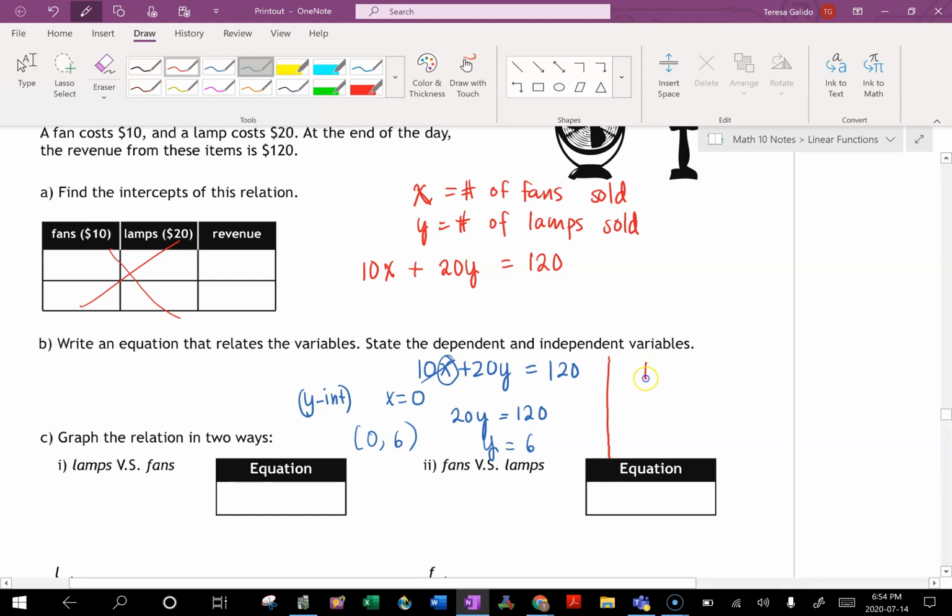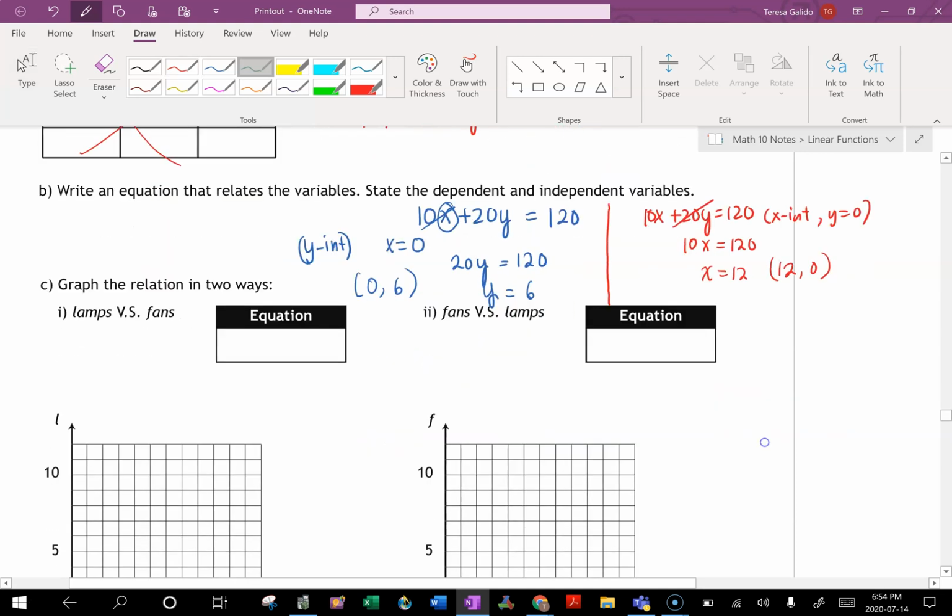What about the x-intercept? So 10x plus 20y equal to 120. The x-intercept happens when your y is 0. So in this case, this term is gone. 10x is equal to 120. Divide both sides by 10, x is equal to 12. So when your x is 12, y is actually equal to 0.